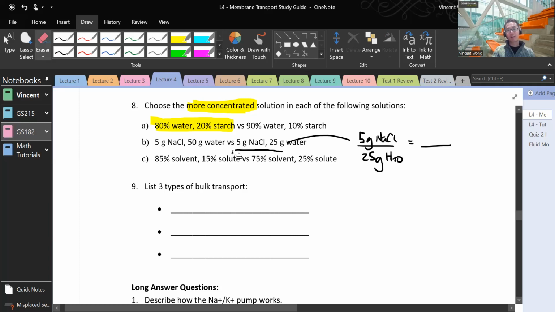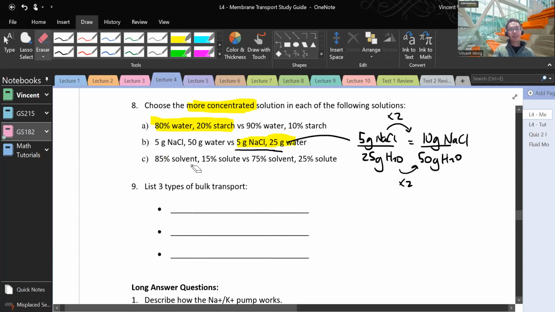So how do I make 25 grams into 50 grams? Well, I can just times 2, right? So that will become 50 grams of water. But if I multiply the denominator by 2, I have to multiply the numerator by 2 as well. And that's going to give me 10 grams of NaCl. Okay. So 10 grams of salt in 50 grams of water compared to 5 grams of NaCl in 50 grams of water. This is going to be the more concentrated one.